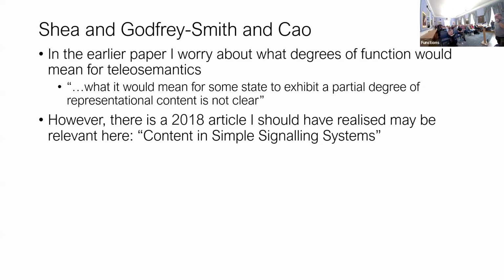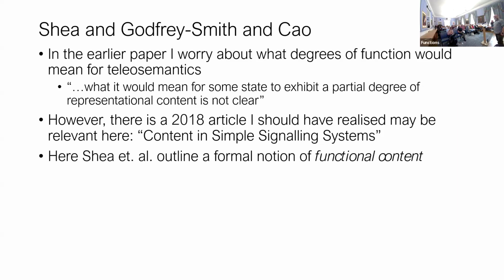However, there was a paper that was already out at the time that I wish I'd noticed, that came from Nick Shea and Peter Godfrey-Smith and Rosa Cao that came out in 2018 called Content in Simple Signaling Systems, that I think at least points to a way that we might get our head around this. This is going to be really challenging, jet-lagged. Okay. So here, Shea et al. outline a formal notion of what we're going to call functional content, and that's distinct from informational content.